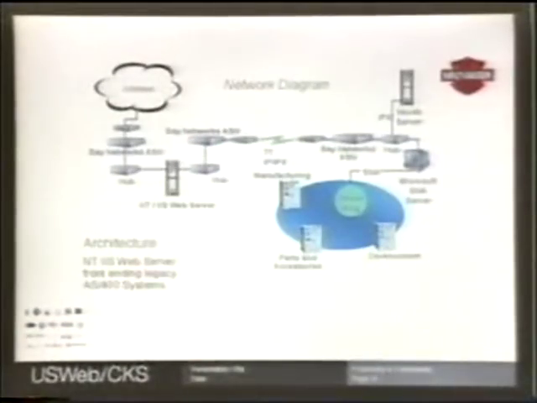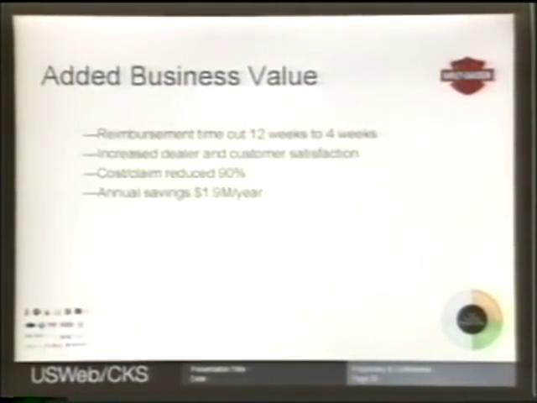Make sure you have a strong marketing person there talking to the marketing people if it's primarily a technology pitch. So we added significant business value: reimbursement time cut from 12 weeks to 4 weeks. I was talking to Toby, now it's even done in days. Increased dealer and customer satisfaction, cost claims reduced by 90% and saved them a ton of money. And that's the other key thing. This is actually a cost-saving component, and this is where our intranet and extranet business is very, very impactful.